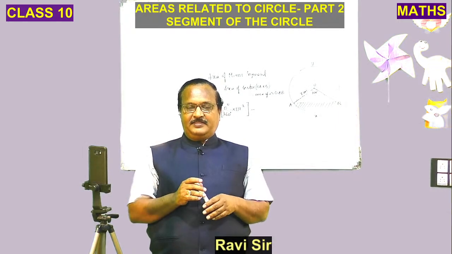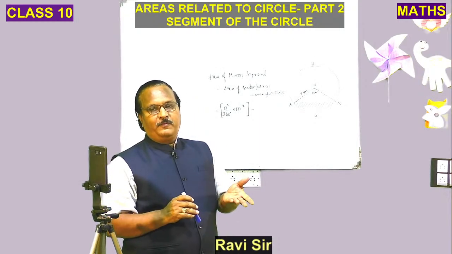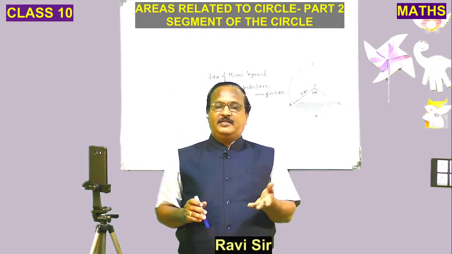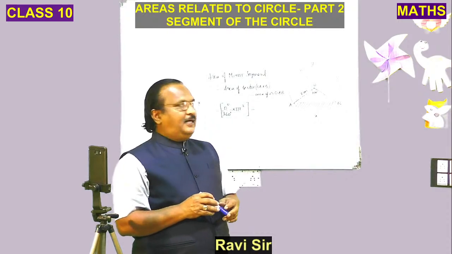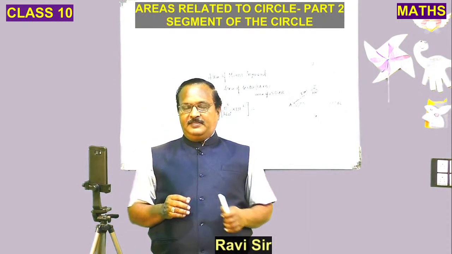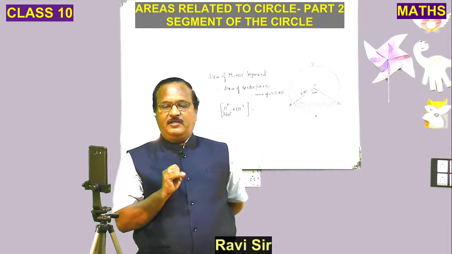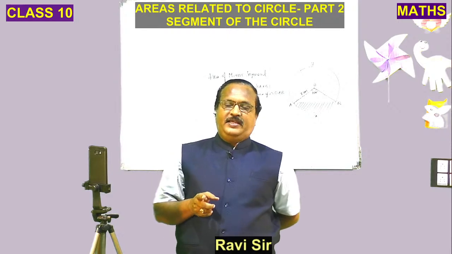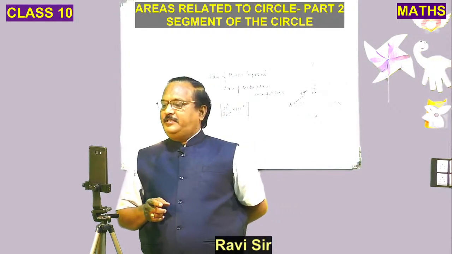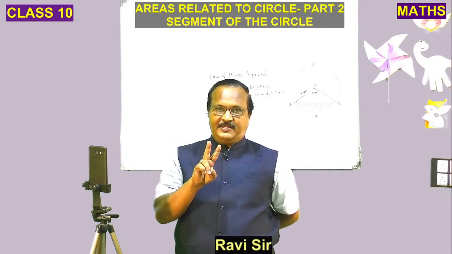different formulas. One formula is using Heron's formula. The other formula is half base into height. Two formulas: half base into height is one, and the other one is Heron's formula, square root of s into s minus a into s minus b into s minus c. This is another formula, right.